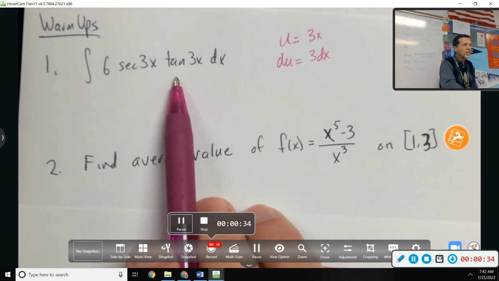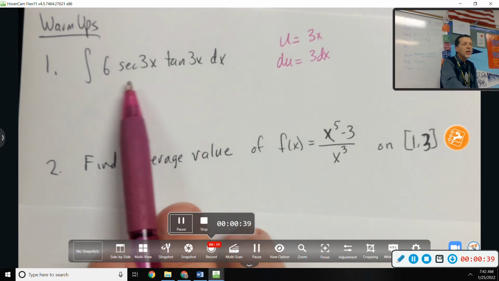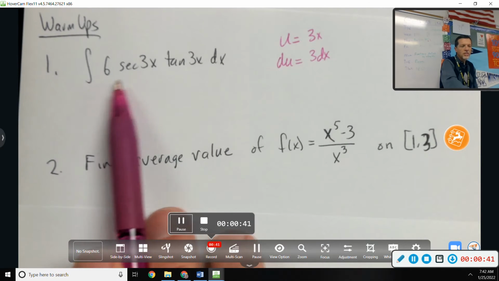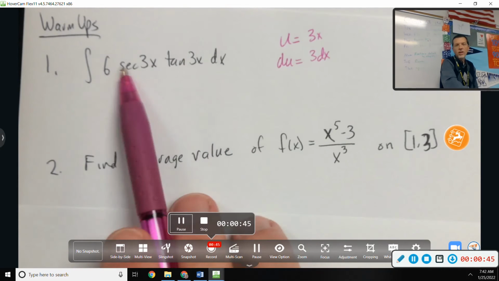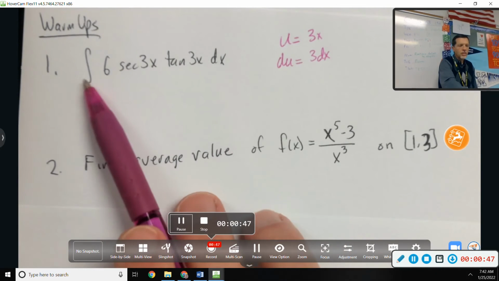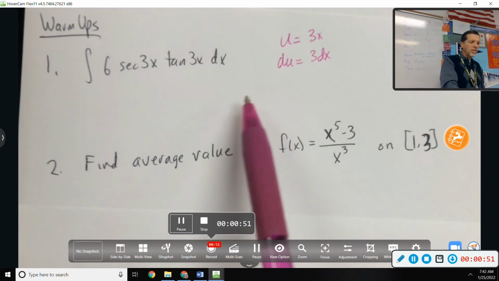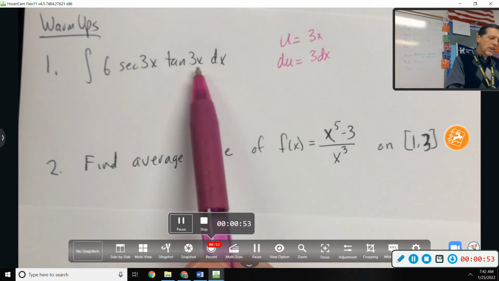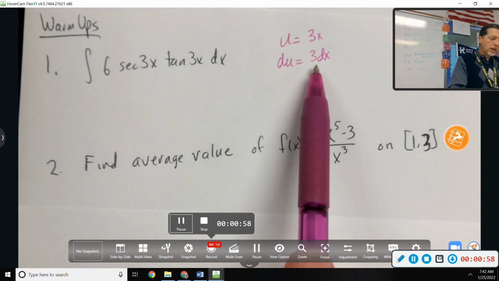Secant tangent is secant. You know the derivative of secant is secant tangent. So you know that this antiderivative can take care of the secant tangent. You don't need to do a U substitution on the trig functions on this one, because the integral will handle that. But the 3's and the 6's are kind of a mess. So let's let u be 3x. du needs to be 3 dx.